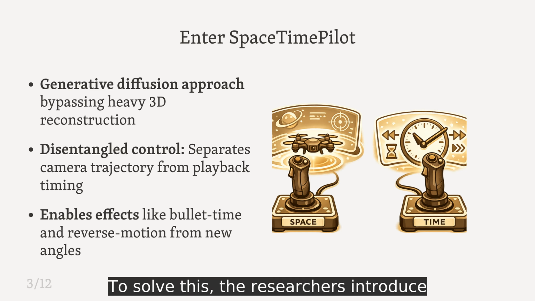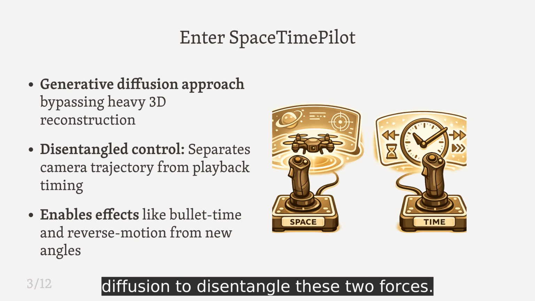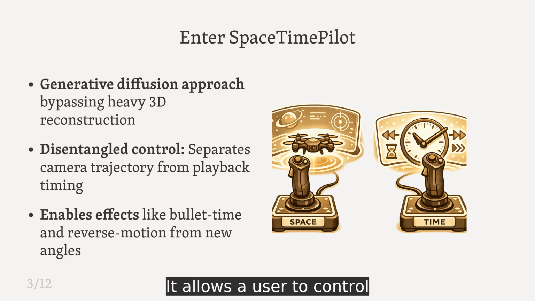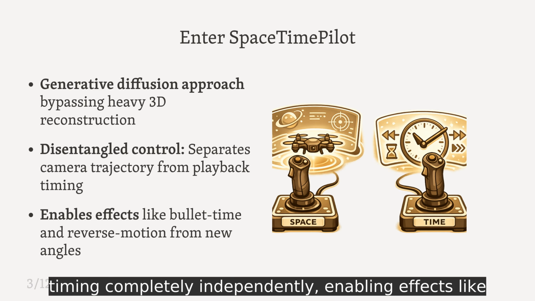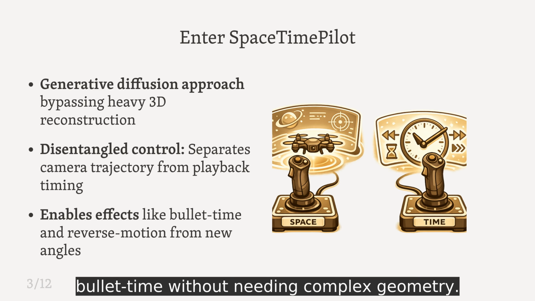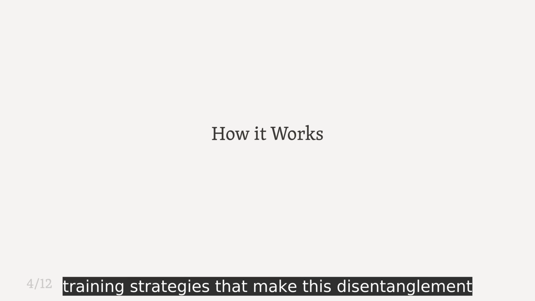To solve this, the researchers introduced SpaceTimePilot, a method that uses generative diffusion to disentangle these two forces. It allows a user to control the camera trajectory and the playback timing completely independently, enabling effects like bullet time without needing complex geometry. Let's dive into the architecture and training strategies that make this disentanglement possible.